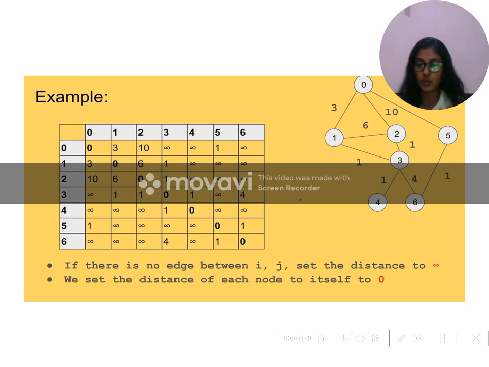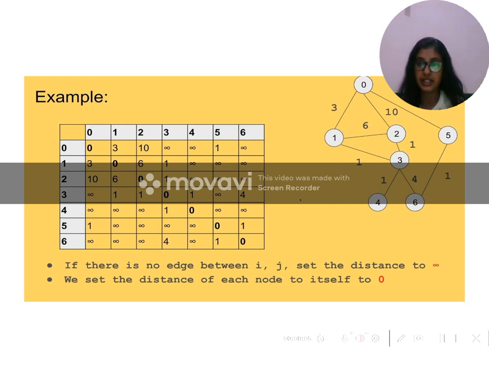So 1 to 1, 2 to 2 and so on would be 0. And if there is no edge between two nodes, for example between 0 and 3 there is no edge, I put an infinity to represent that. So this matrix is the initial matrix, the direct translation of our graph.